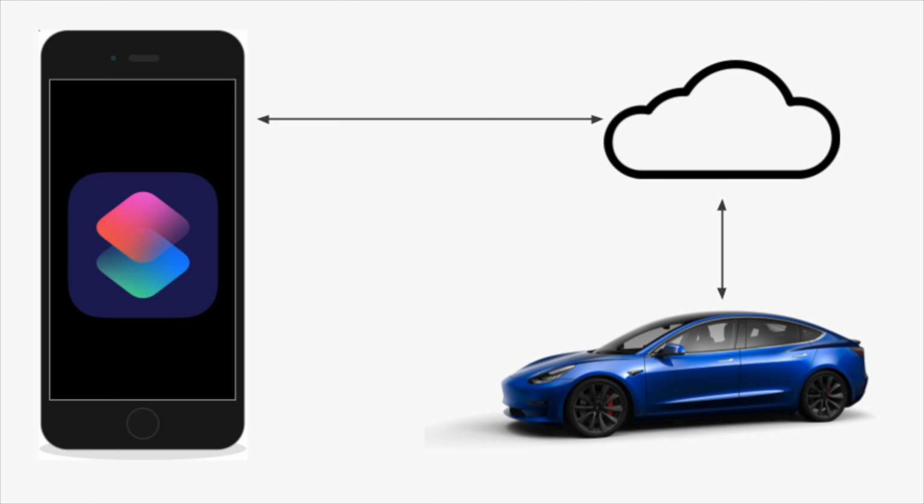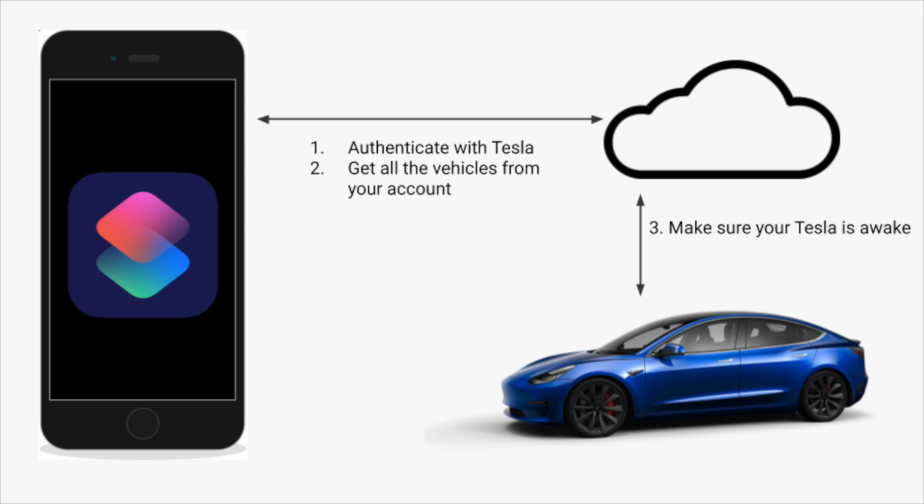So let's look at all the steps that need to occur before we start creating the shortcut. First, we will need to authenticate with Tesla. We do this to let them know who we are. Second, we will get all the vehicles from our account. Our third step is to verify that the car is awake. And finally, we will open our front.